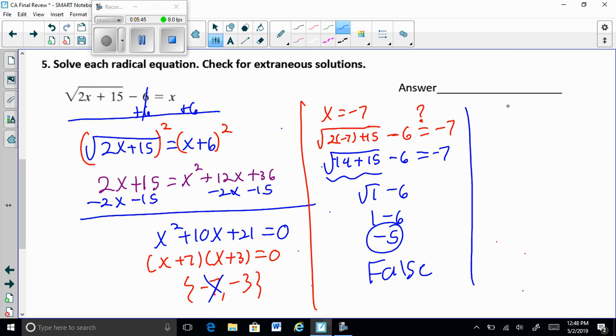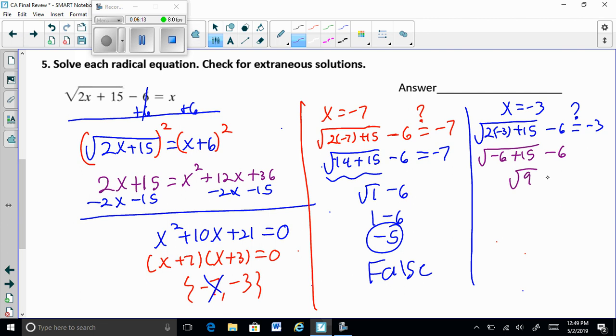So now we'll try negative 3. So on negative 3, let's see, we're going to do the square root of 2 times negative 3 plus 15, then take away 6. And the question is, does that equal negative 3? So that's what we're trying to figure out. And so let's see, inside the radical, we're going to get negative 6 plus 15, minus 6. So then we get the square root of 9 minus 6. Square root of 9 is 3. 3 take away 6 is negative 3.